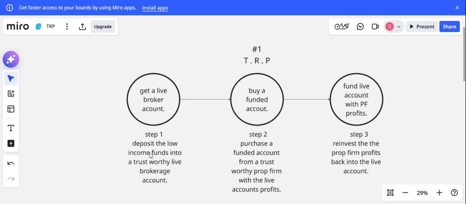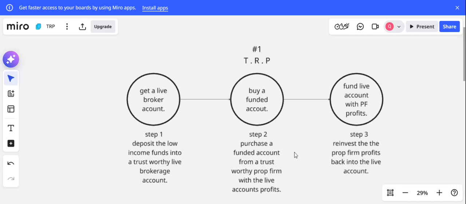So let's explain this step. Deposit low income funds into a trustworthy live brokerage account. Purchase a funded account from a trustworthy firm with the live profits, as I said. Right. Step three: reinvest the profits back into the live account.